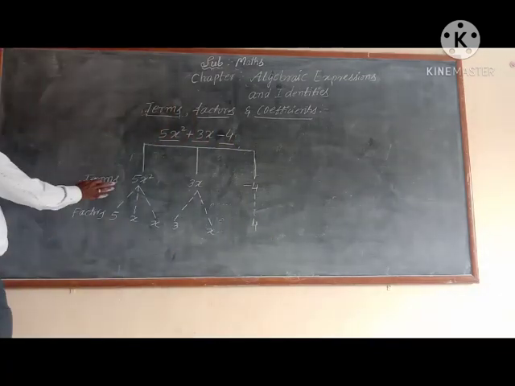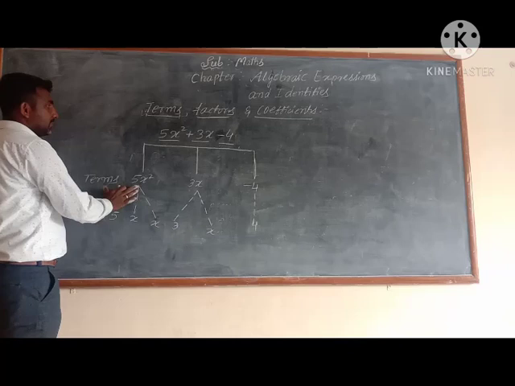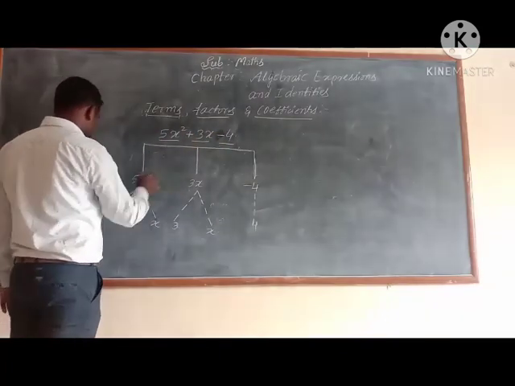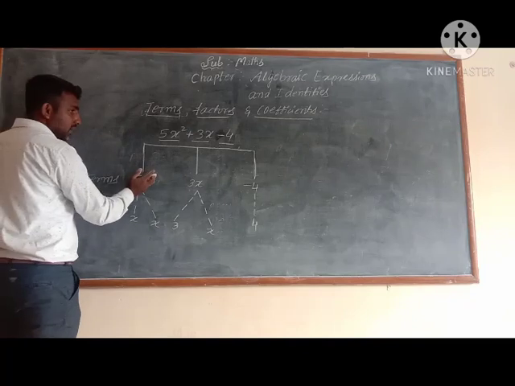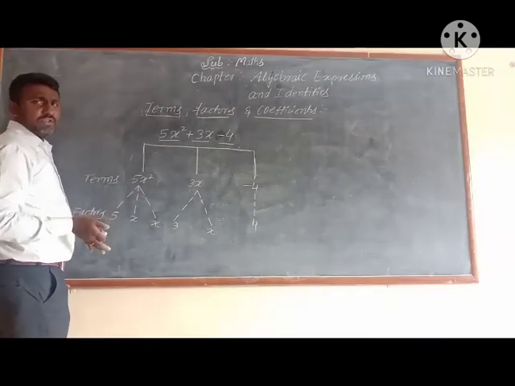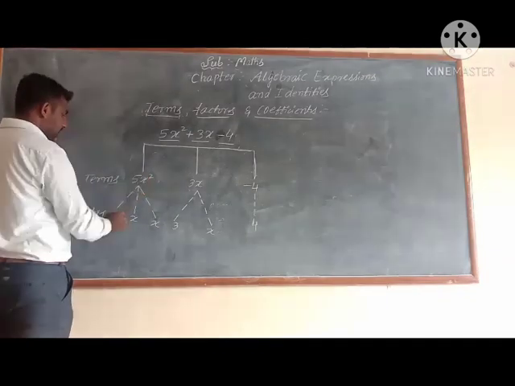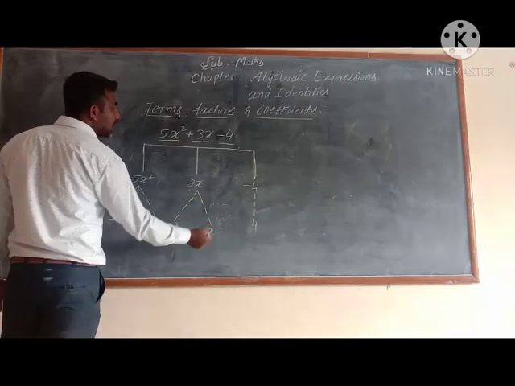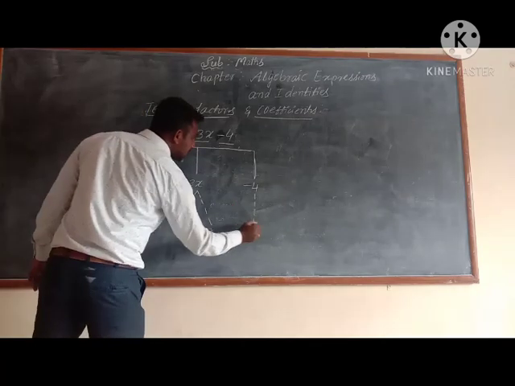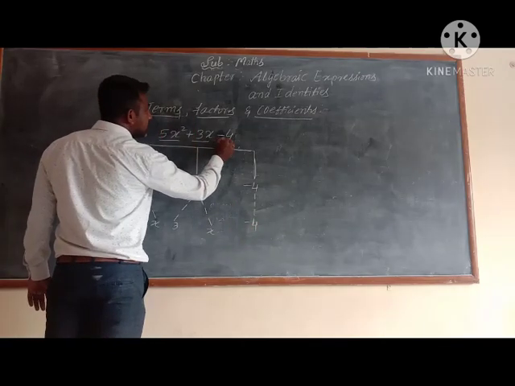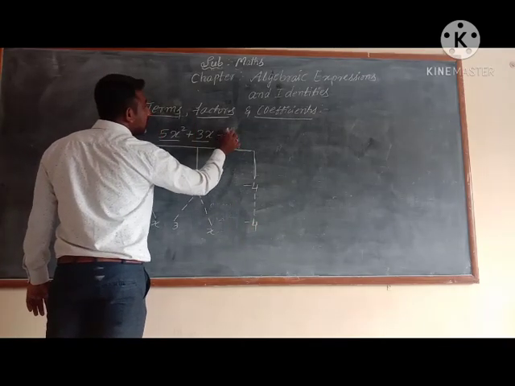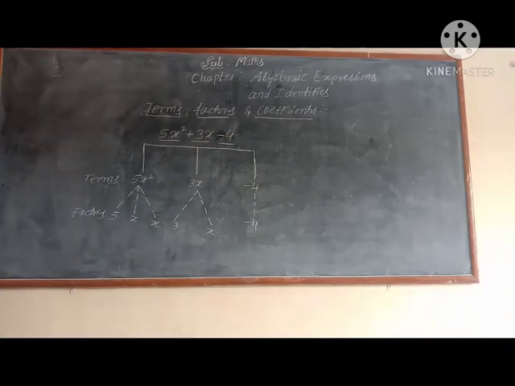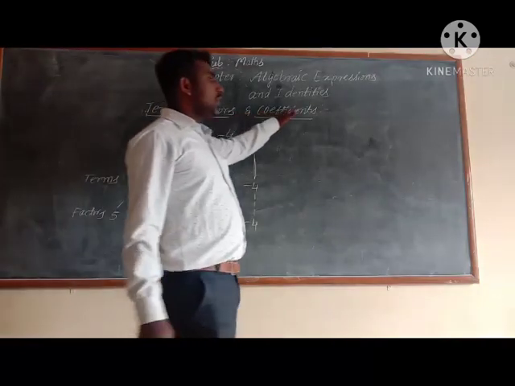Okay. First, we separate the terms. Plus and minus separate the terms, and then factors. The terms are found by which factors? 5x square means 5 into x into x, 3x means 3 into x. The constant term is written as same. The value of constant term is minus 4, not only 4. We take the minus also. Then we go to the coefficients.